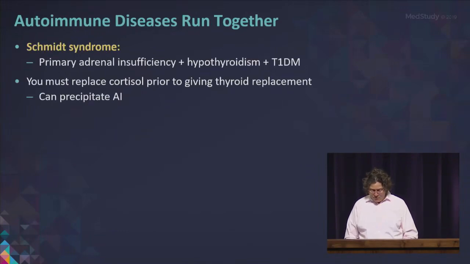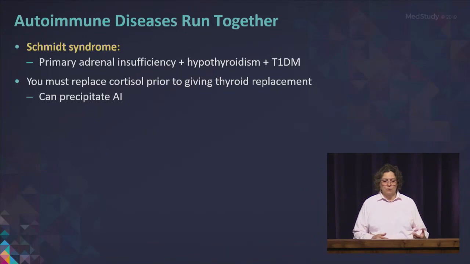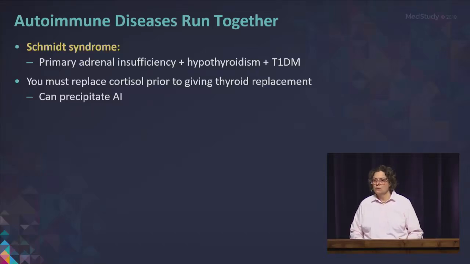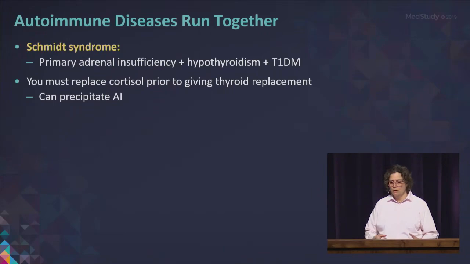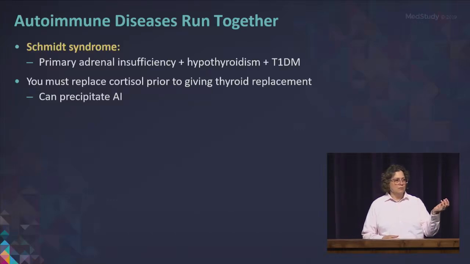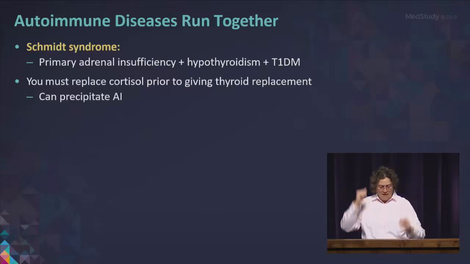It is important to remember that autoimmune diseases run together. This is a concept I saw both on internal medicine and endocrinology boards. So when you have someone with adrenal insufficiency, you're thinking hypothyroidism. When you have someone with diabetes, you're thinking celiac disease. So you want to think what diseases can coexist. And you also want to think about it in the context of if you diagnose hypothyroidism, you want to look for adrenal insufficiency in these people, because giving thyroid hormone can precipitate adrenal insufficiency or unmask it.